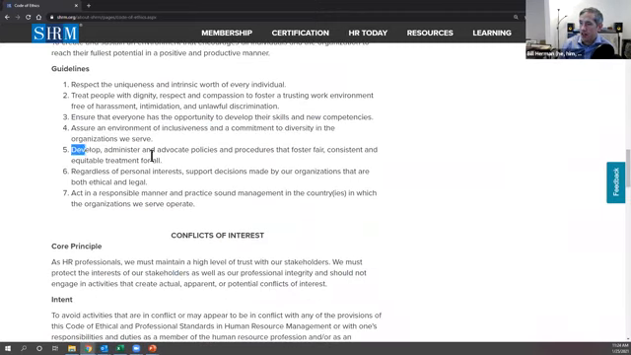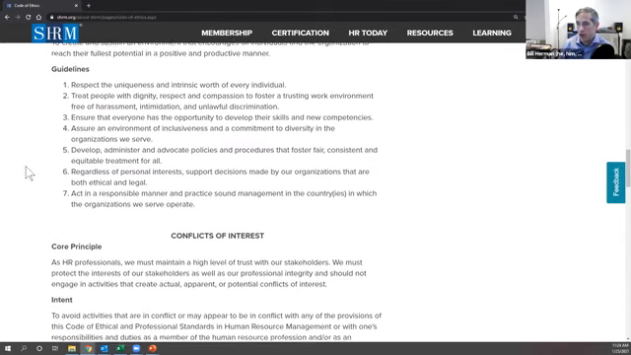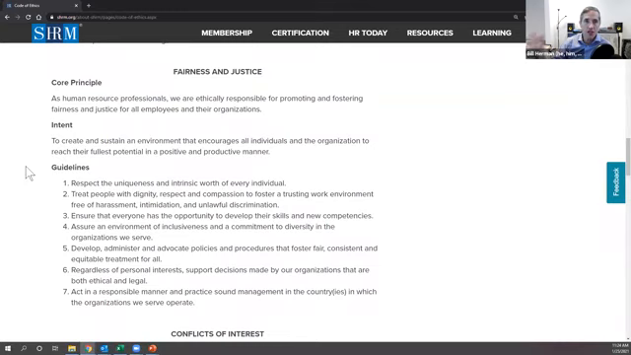Develop, administer, and advocate policies and procedures that foster fair, consistent, and equitable treatment for all. So some statement in this direction will often become part of broad corporate statements of values or broad corporate ethical statements. But the real drilling down and focusing on the specifics, like, no, really, you own this. This is for HR people. This is your thing. You are responsible here at the bottom line.